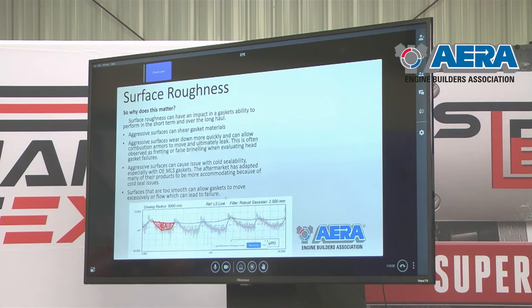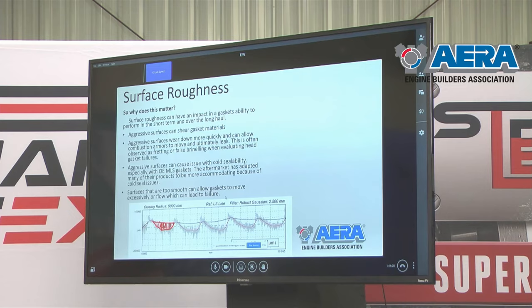Gaskets are always going to have some kind of cold seal material applied. It varies greatly between the aftermarket and the OE. The OE typically has a less sticky material because they're figuring on a more sanitary environment, and the gaskets aren't packaged and shipped and stored in warehouses and moved around. They go more from manufacturing and bulk dunnage and get to the engine builder much quicker. So there is definitely a difference between an OE and an aftermarket gasket when it comes to cold seal. Surfaces that are too smooth for conventional composite gaskets can allow the gasket to flow or move around, which can also show up as burnishing or brinelling and lead to gasket failure.